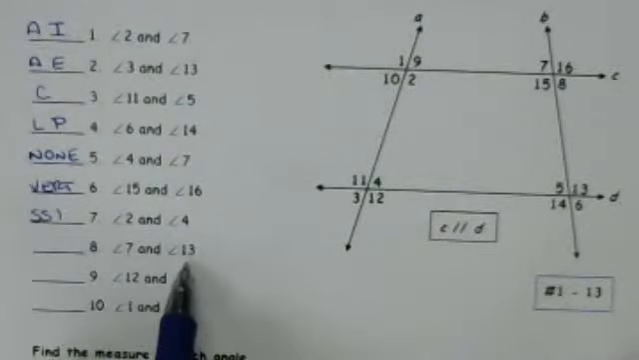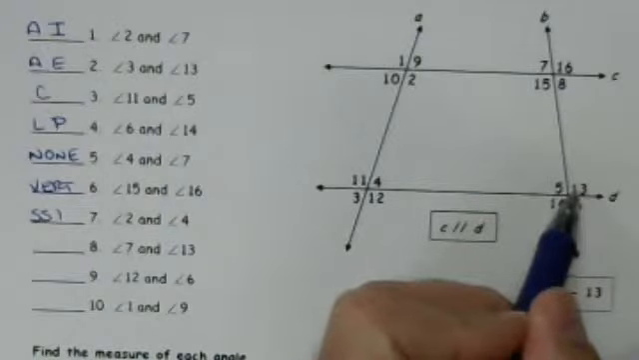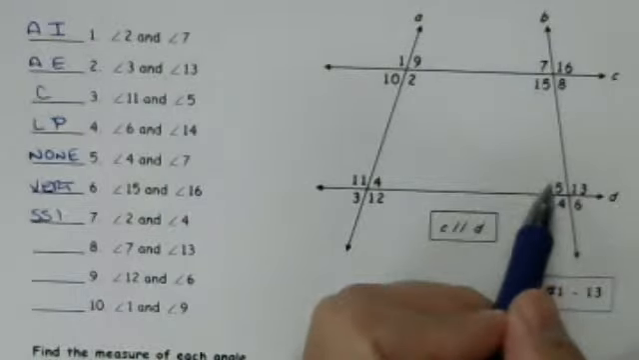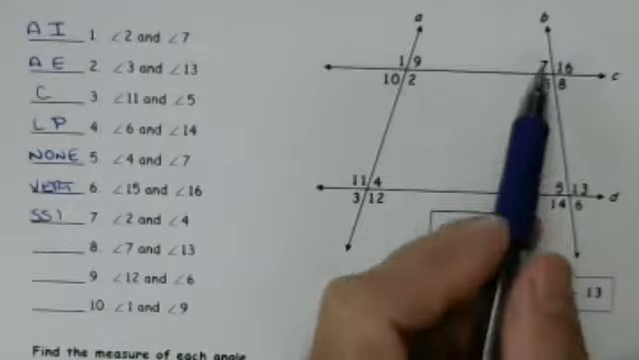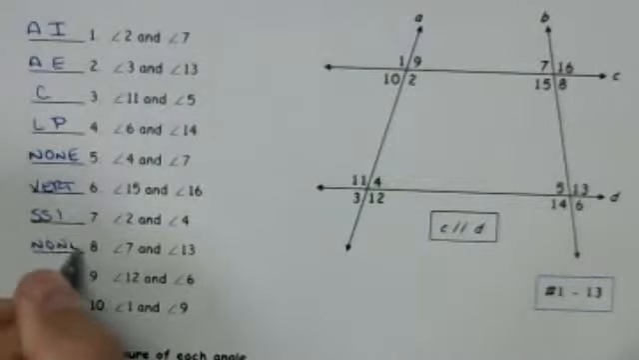Next, we have angles 7 and 13. Here's 7 here, 13 here. You can see that 7 corresponds with 5, but 7 has no relationship with 13. So again, that answer would just be none.